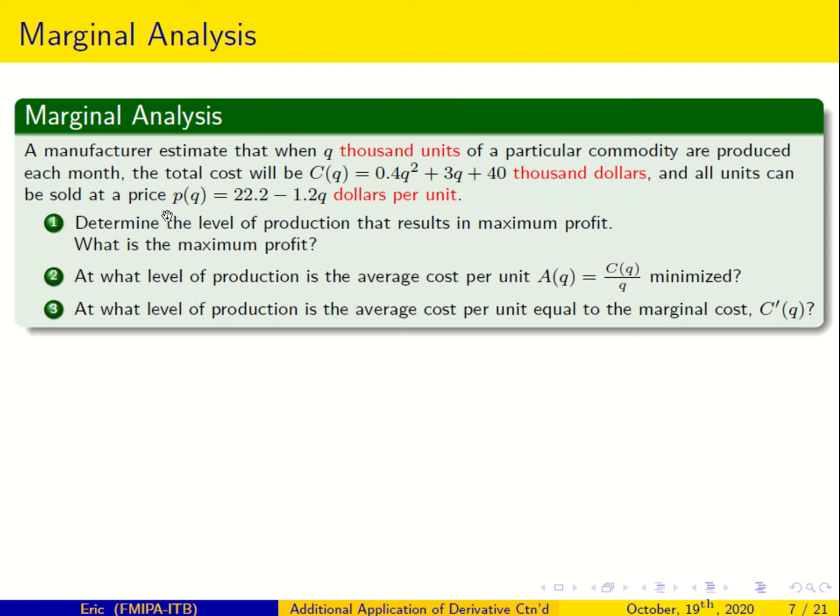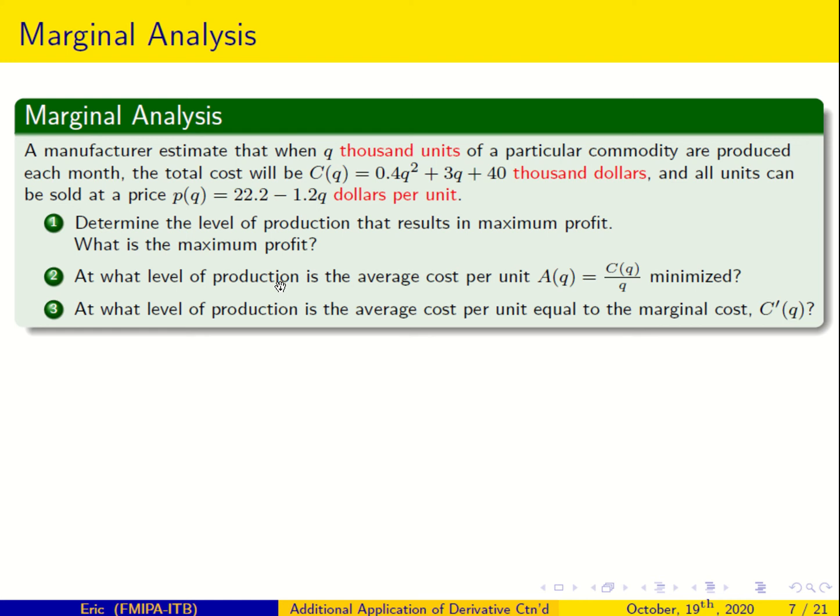Let's look at an example on marginal analysis. A manufacturer estimated that when q thousand units of a particular commodity are produced each month, the total cost will be given by this, in $1,000, and all units can be sold at a unit price of this many dollars per unit. Determine the level of production that results in maximum profit, and what is the maximum profit. Don't forget, how do I find the profit? It is the difference between the revenue and the cost. The profit is revenue minus the total cost, and we have to find the maximum profit.